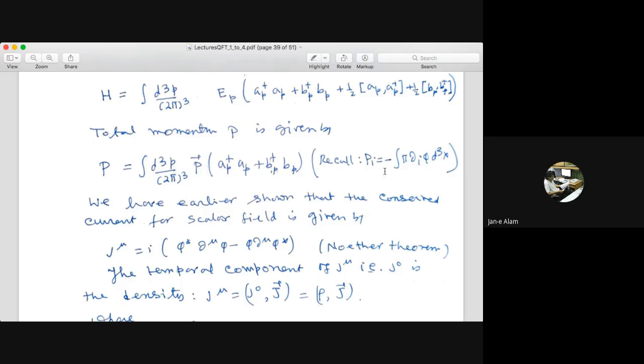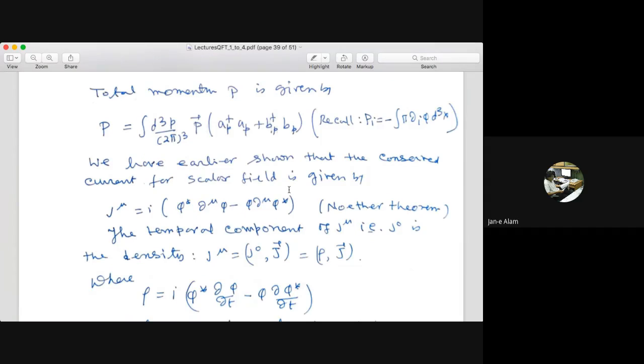Now this again, momentum I can calculate. I can write down the pi in terms of annihilation and creation operators, and phi I know, I can take the spatial derivative. And then momentum, if you calculate, you will get the integral d cube P by 2 pi cube, 3-momentum P, times AP dagger AP plus BP dagger BP. So this is P times the number operator for the A particles and the number operator for the B kind of particles, right? This is all fine.